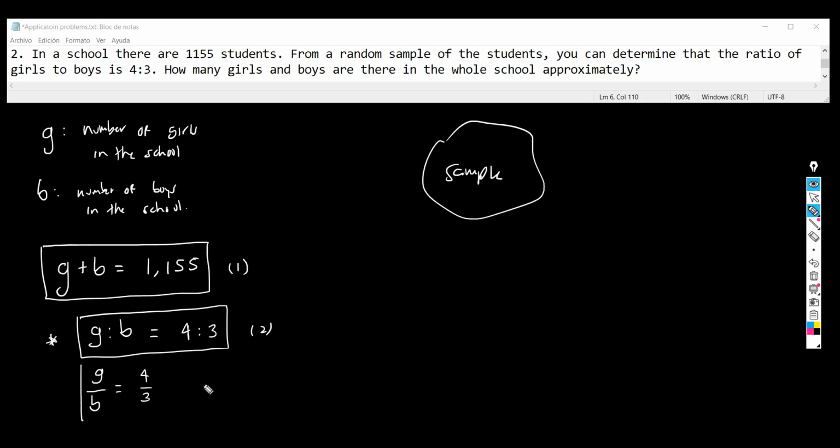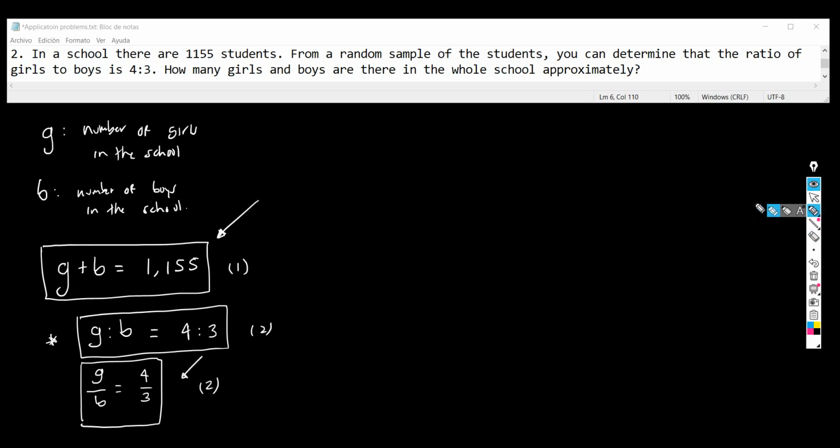And this is again my equation 2 in a more manageable or familiar way without these 2 points. I know that this is a little weird, but we know how to handle this. Okay, so now one more time, guys, we have two equations. Look, we have this equation that relates my variables g and b, and we have this other equation that also relates my variables g and b.